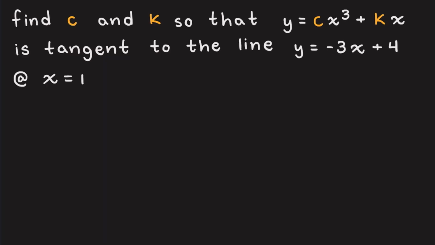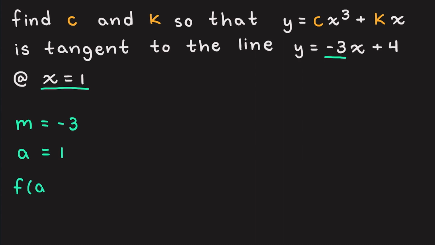Let's get into some challenging problems now. So we have the problem: find c and k so that y = cx cubed + kx is tangent to the line y = -3x + 4 at x = 1. Since we're given the line of tangency, we can extract the slope from it, which is the coefficient of x. We are also given the a value, which is just the x-coordinate of the point.